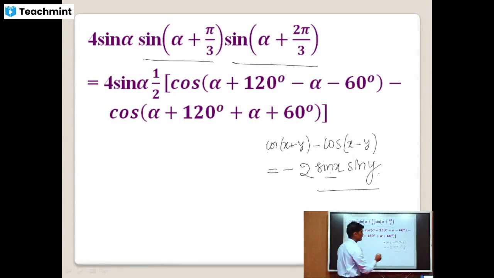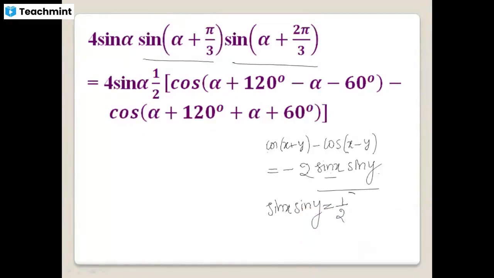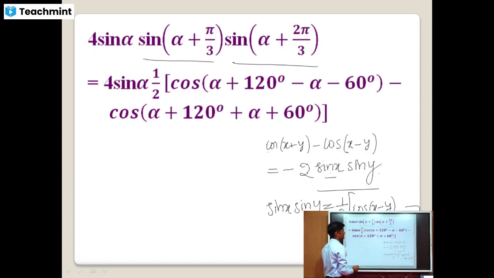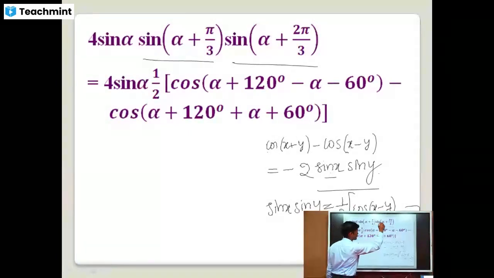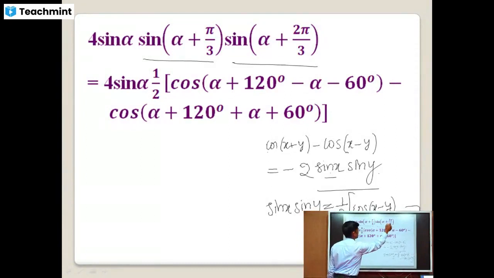Or simply, sin x sin y can be written as plus half into cos of x minus y minus cos of x plus y. This is the formula we have studied. Therefore, use sin x into sin y as half into cos of x minus y minus cos of x plus y. That is half into cos of alpha plus pi by 3, and sin of alpha plus 2 pi by 3, that is alpha plus 120 degree.